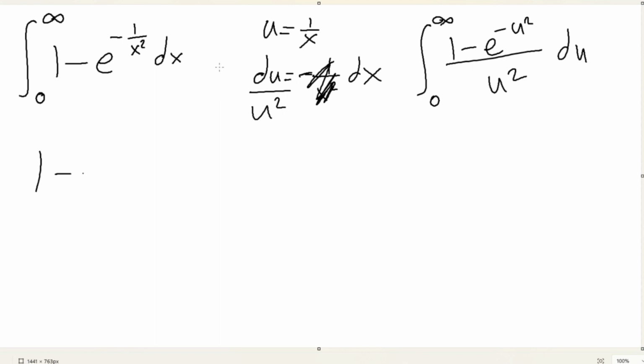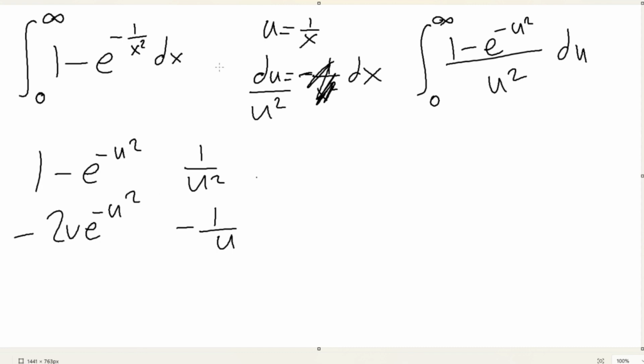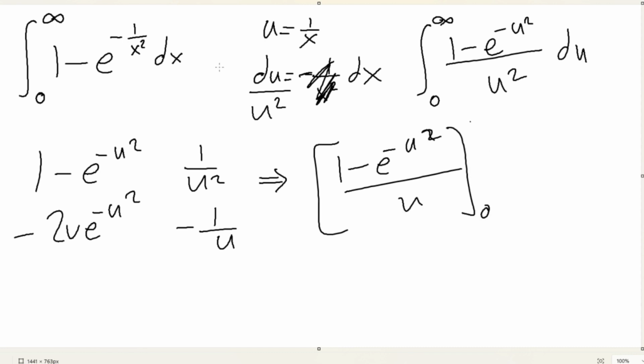Integration by parts. If we go like this, 1 over u squared, and this is negative 1 over u when we integrate, and when we differentiate, we get 2u e to the negative u squared. Then what you have is pretty much 1 minus e to the negative u squared over u. And obviously, if you just take the limit, this is just going to equal 0. So this is just 0.